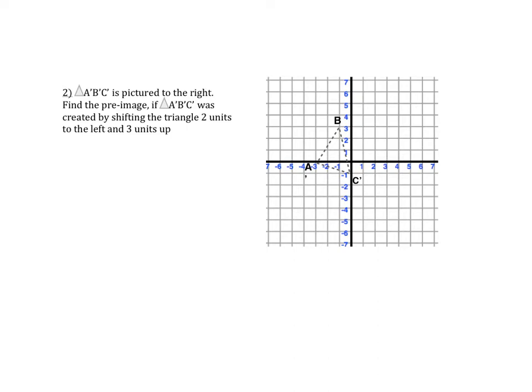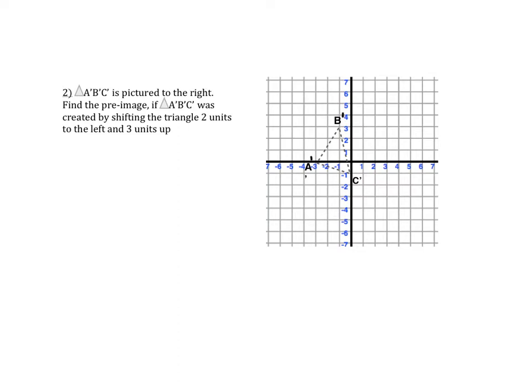Okay, triangle A prime, B prime, C prime is pictured to the right. It says find the pre-image if A prime, B prime, C prime was created by shifting the triangles 2 units to the left and 3 units up. Okay, so this should be a little B prime right here, and the little prime symbol for A shifted. So that's A prime, B prime, C prime.